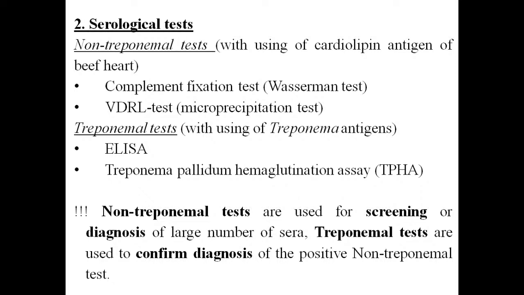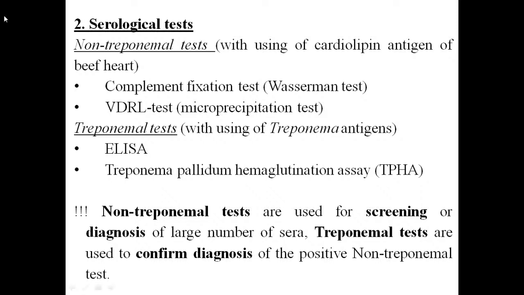Another important method is the serological method, or serological tests. Serological tests include two types of tests. The first one is non-treponemal tests. For these tests we use cardiolipin antigen of beef heart. When I spoke about antigenic structure, I said that the lipid antigen of Treponema pallidum is similar to cardiolipin antigen of beef heart, so we use it.